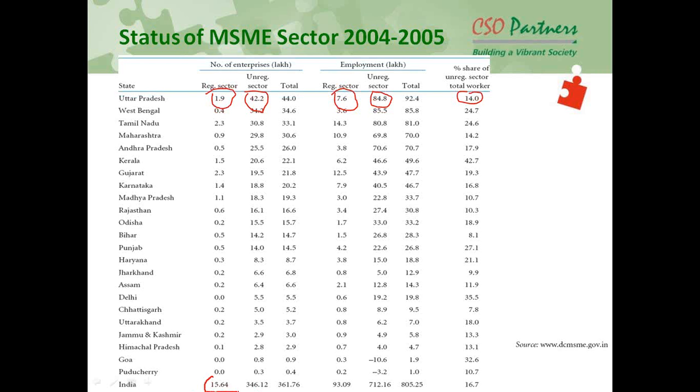Now let us look at the Indian scenario. In the registered sector, we have 15.64 lakhs of MSMEs. It is 2004-2005 data. In the unregistered sector, we have 346.12 lakhs. And if you look at employment, in the registered and formal sector we have 93.09 lakhs, and in the unregistered sector we have 712.16 lakhs. So we see that in most cases, most of our people are participating in MSMEs, mostly the unregistered informal sector MSMEs.